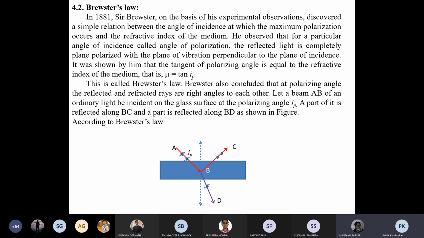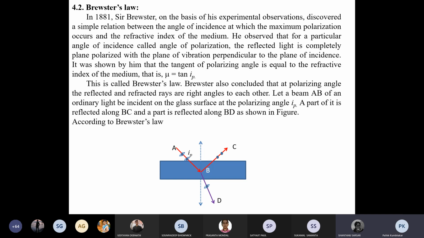What he observed was that for a particular angle of incidence, which is called the angle of polarization, the reflected light is completely plane polarized, with the plane of vibration perpendicular to the plane of incidence. So we have an unpolarized light which can be assumed to consist of an equal mixture of one horizontal component and one vertical component. There are two polarizations that we have denoted in the figure with the arrow and double arrow and a dot. So this is unpolarized light which can be assumed to consist of both polarization components.